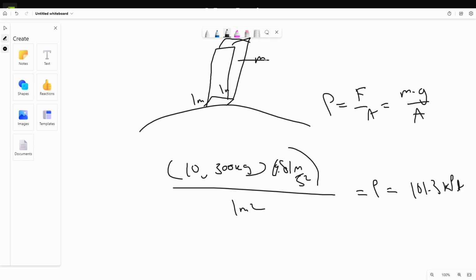Now, if we have a plane, so I'm going to try to draw a plane, then that means that the actual mass of the air column, the mass of the air above it, is less, which is why the pressure is less at a higher altitude.